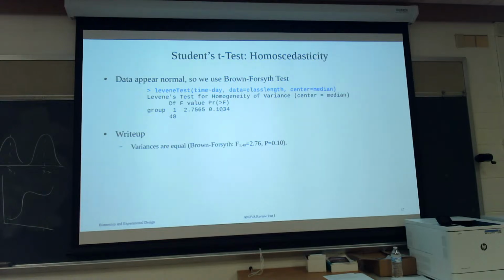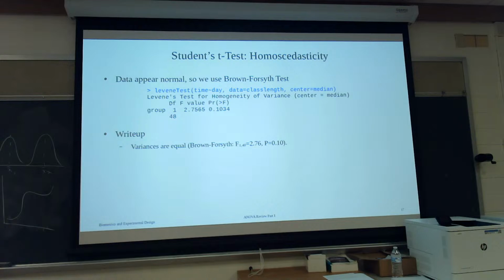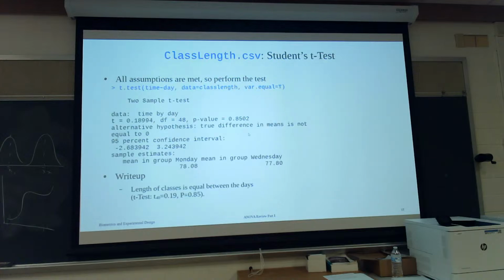We failed to reject the null hypothesis. Therefore, our variances are equal. So, just write up that variances are equal. Test name, Brown-Forsythe. F statistic, 2.76. I put our degrees of freedom as a subscript here, so 1, 48. And then I report the p-value. So everything looks good. All assumptions are met. So now we just perform our test.